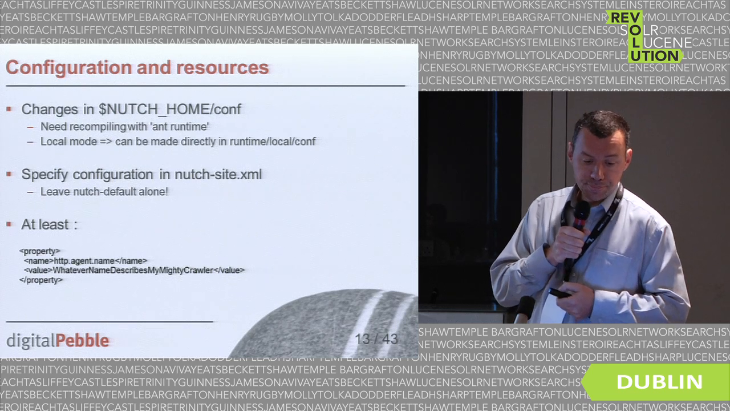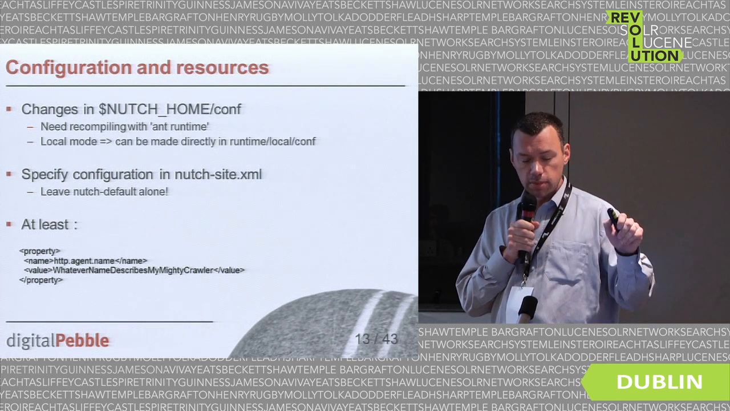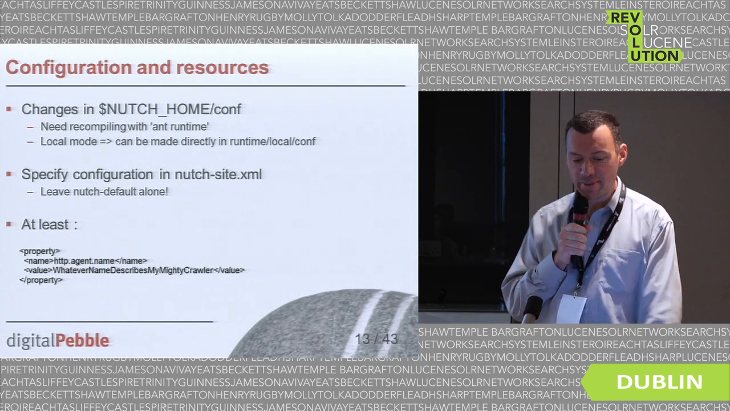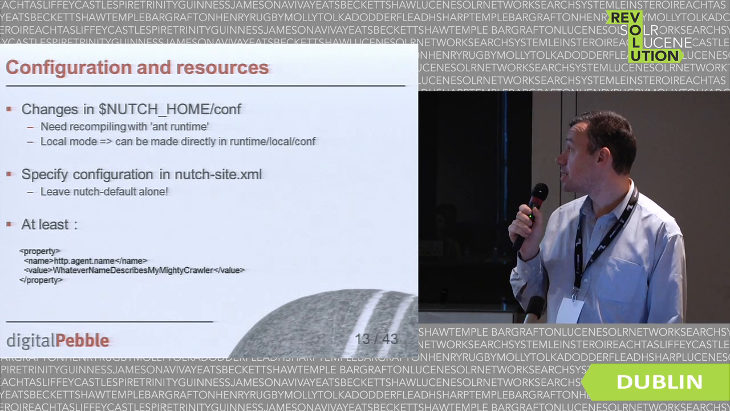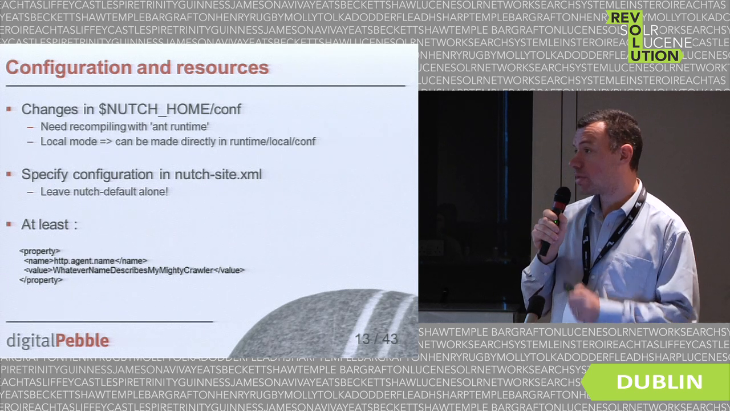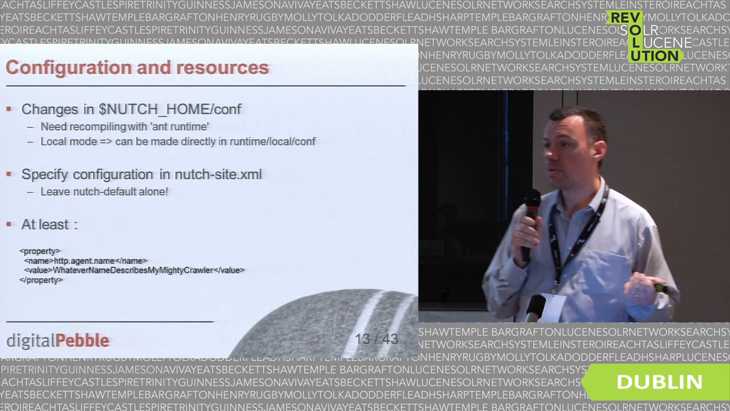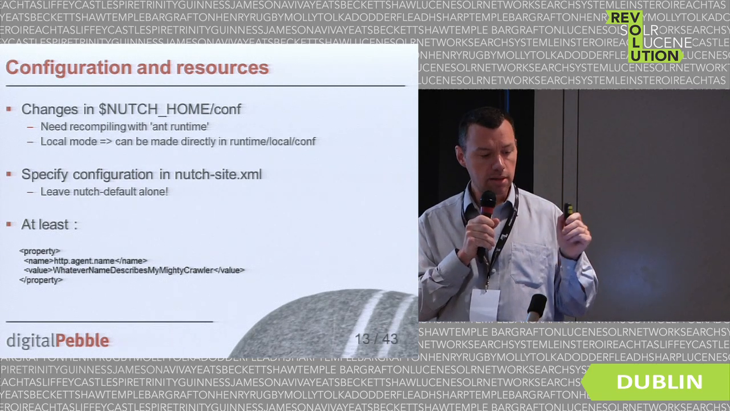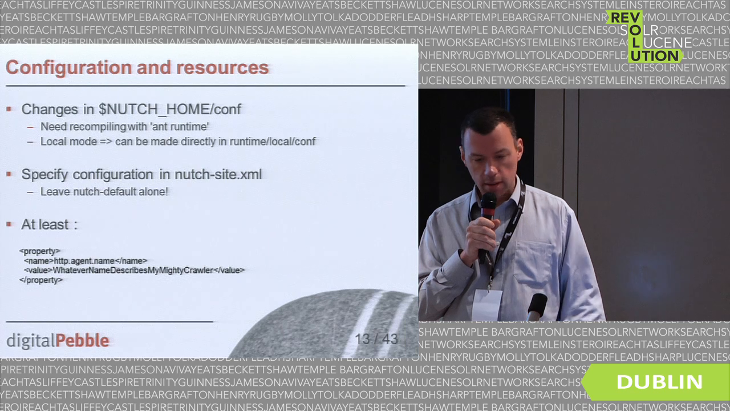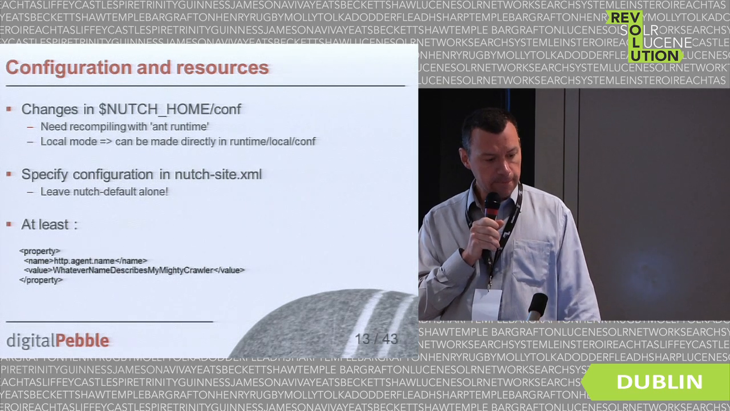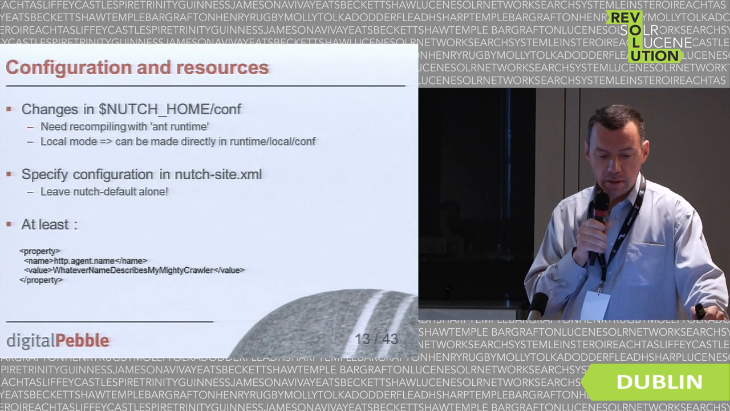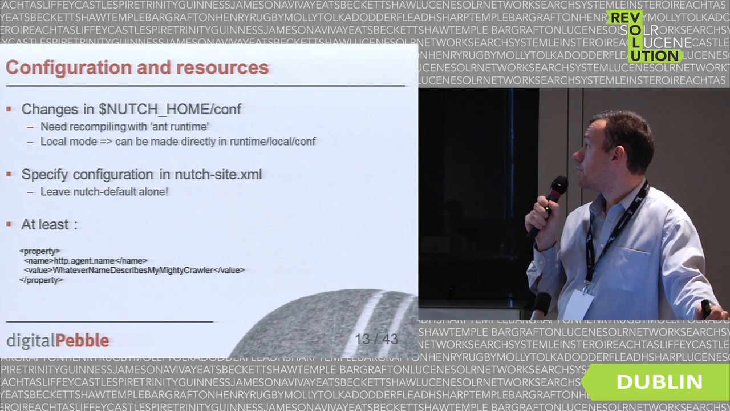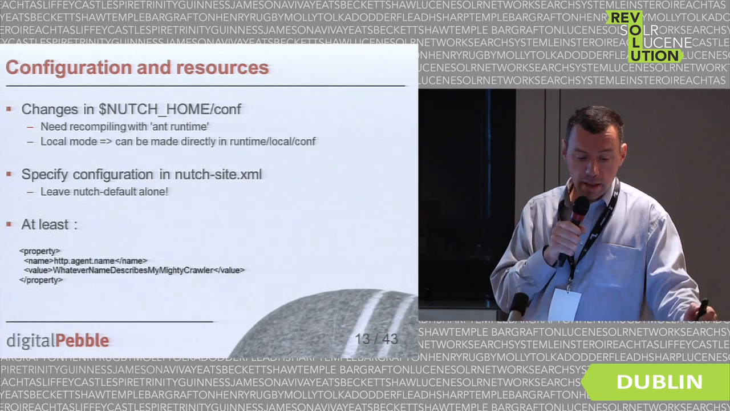If there's one message I want to hammer in, it's that the best way to think about Nutch is as nothing more than a Hadoop application. So think in terms of Hadoop, MapReduce, and Hadoop data. The configuration and resources are all in the conf directory, obviously.